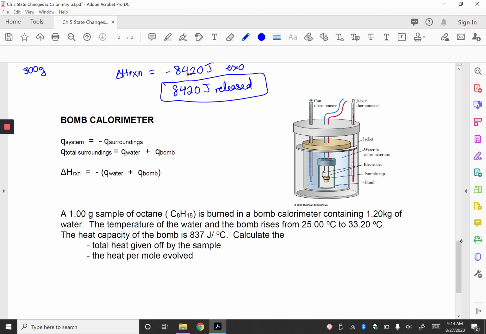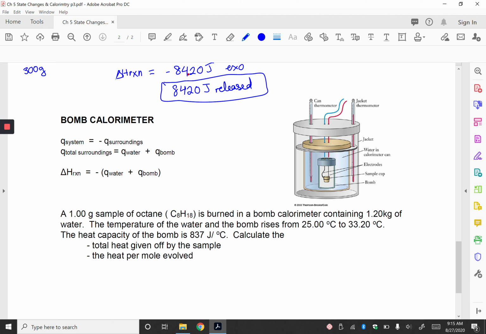Sometimes they'll give it to you for the water and the calorimeter, like the bomb calorimeter itself. And sometimes they'll just give it to you for the whole calorimeter, like they'll consider the calorimeter and the water one thing. But the idea is the same, that Q of my system is equal to negative Q of the surroundings. Sometimes the surroundings are water, sometimes the surroundings are the bomb calorimeter, sometimes the surroundings are the water and the bomb calorimeter. So how would you know? They'll tell you information about either water or the bomb or both.